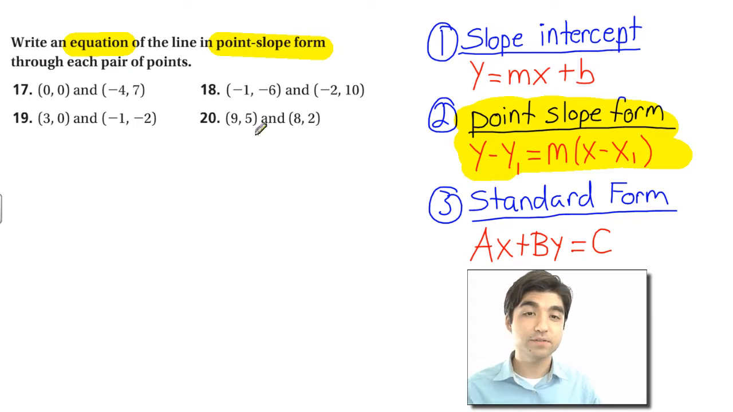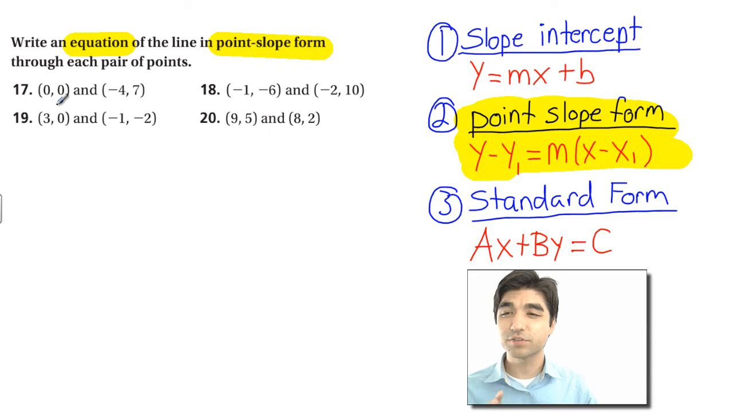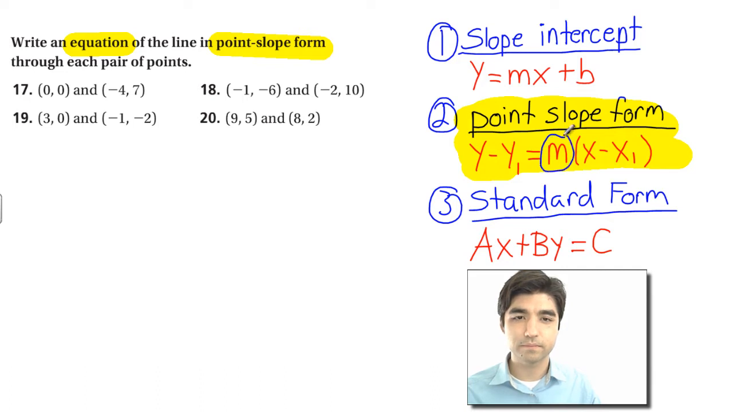And I'm going to show you how to do that one for these problems. So it gives us 2 points. Okay, so we have 2 points here. The y minus y1 equals m times x minus x1. And what we're missing is this m right here. So first step is we need to find the m. So let's try that on 17.